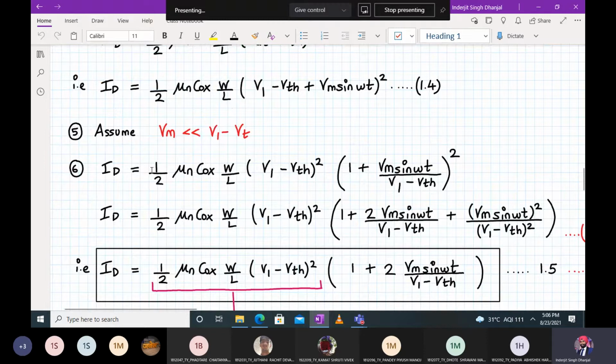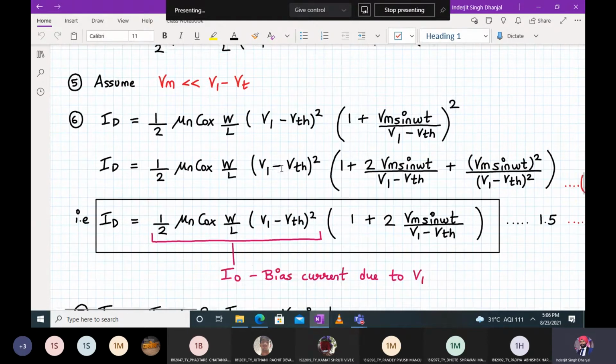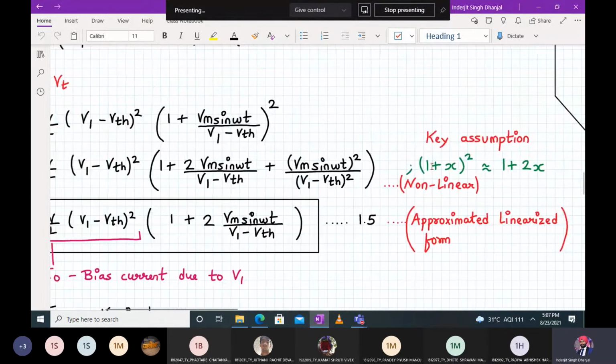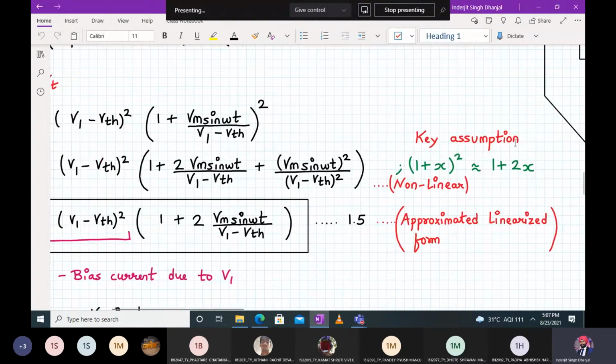So we get ID is equal to half mu n Cox W over L (V1 minus Vth) the whole square. So when we take this out, what do we get inside? 1 plus Vm sin omega t divided by V1 minus Vth, the whole square, in fact, right? So now if we expand, it is (a plus b) the whole square. So we expand this term, we have 1 plus twice a into b plus b square. So over here we apply this 1 plus x the whole square formula. It's approximately equal to 1 plus 2x, if x is very, very small.